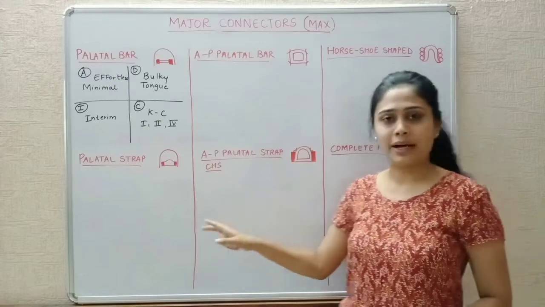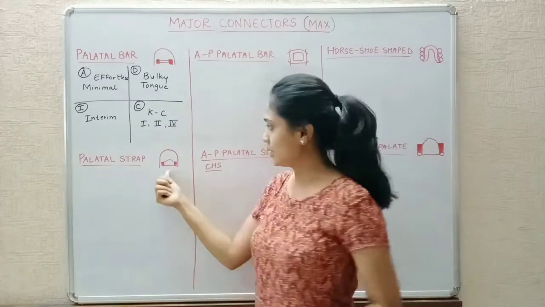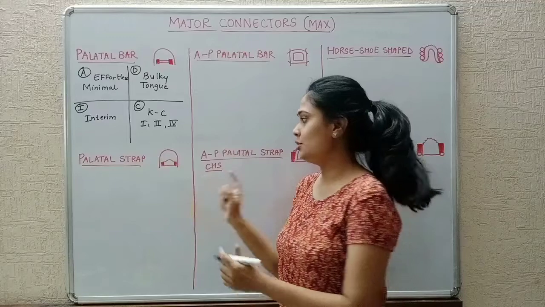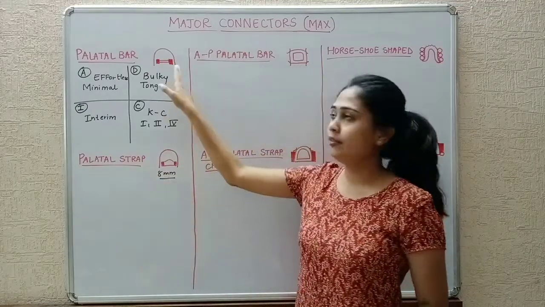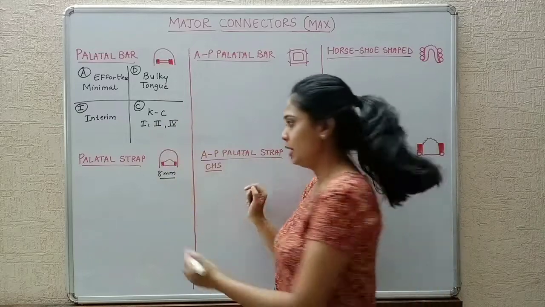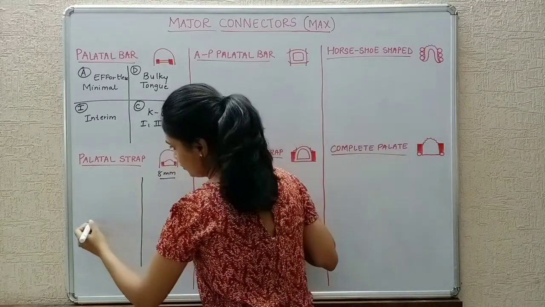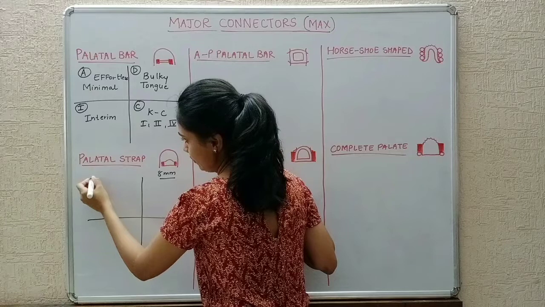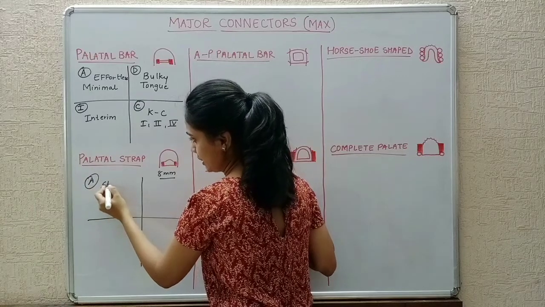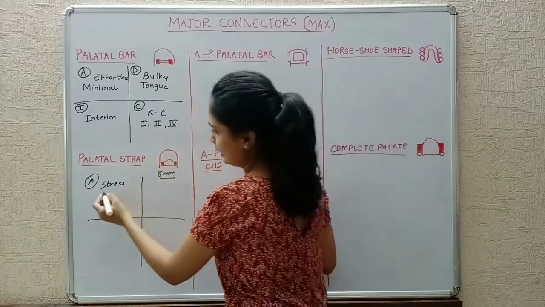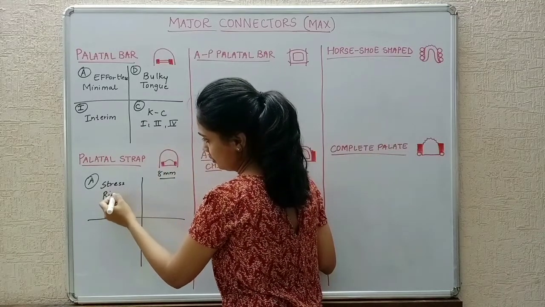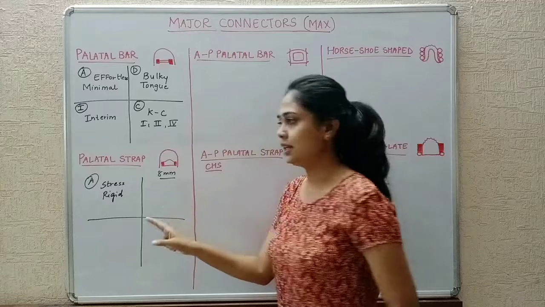Moving on further to palatal strap. So here as you can see it is a strap and this strap is 8 mm wide. Here we had a bar, now we have a strap. So what are the advantages of a strap over a bar? First it distributes the stresses as it covers more area than the bar. And secondly it is rigid. So these are the advantages.